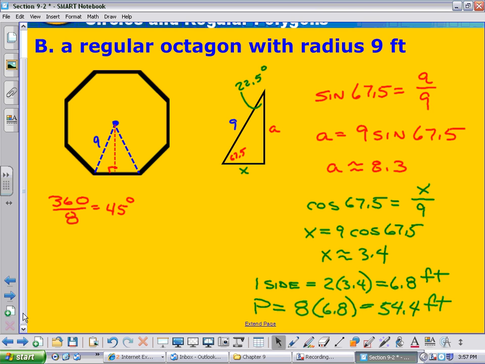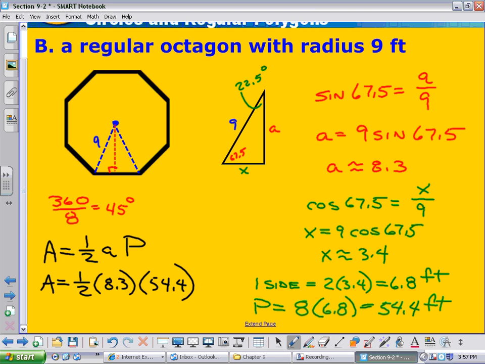So now we can figure out our area of this octagon. Again, area is 1/2 the apothem times the perimeter. So our area is going to be 1/2. Our A value there is 8.3 and our P value is 54.4. And this is going to come out in square feet, 225.8 square feet.